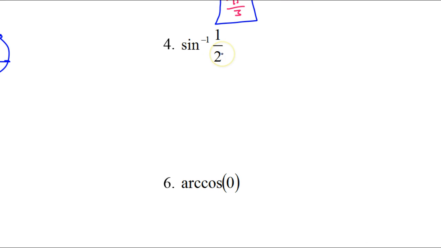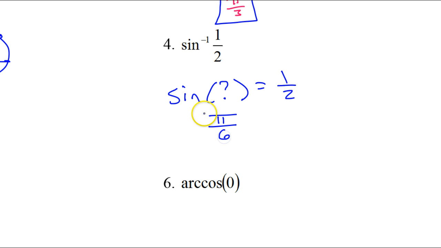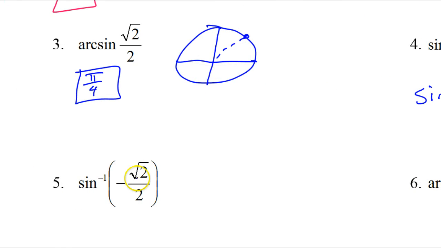Look at number 4. The inverse sine of 1/2. You should be thinking, okay, what angle has a sine of 1/2? The sine of what angle is equal to 1/2? Based on what we've memorized, the first thing that should be popping into your head is pi over 6. And pi over 6 does fall within the defined area for inverse sine. All right, let's keep going.